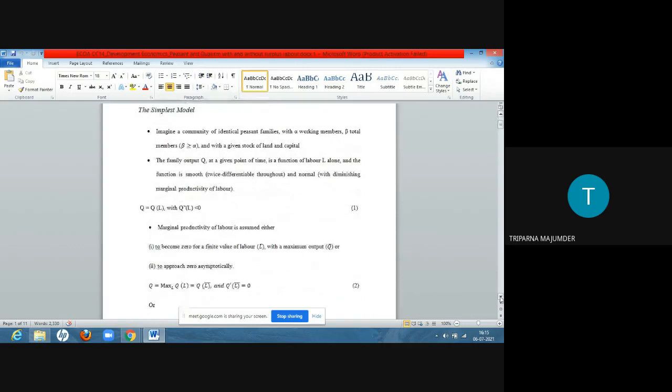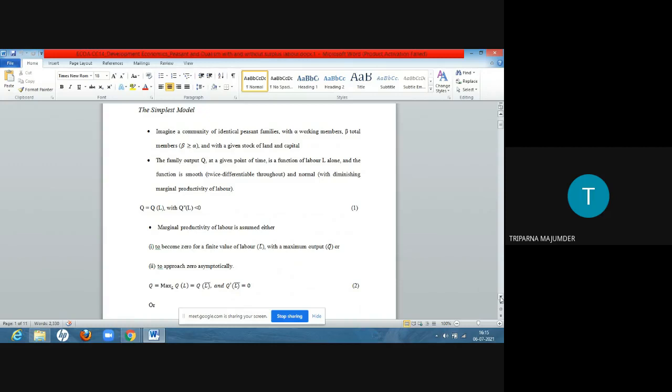Now we are talking in terms of the simplest model in the sense that we are thinking of an economy or a community of identical peasant families with alpha working members and beta total members. Naturally, beta is greater than or equal to alpha, and with a given stock of land and capital. So when beta is equal to alpha, all are working members. Otherwise, some members are working, some are not.